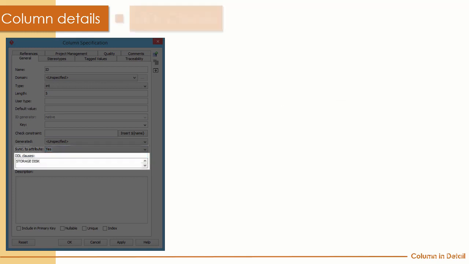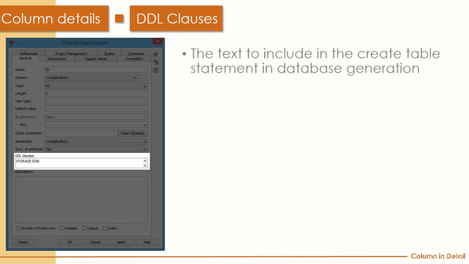And then you see the DDL clause. The DDL clause is a text that you can append to the end of the create table statement. So if you have something very database specific that we don't support in the above properties, then you can append the text, say something like special constraints only supported in your database, and you can insert it here.